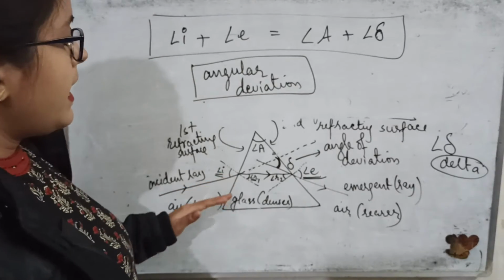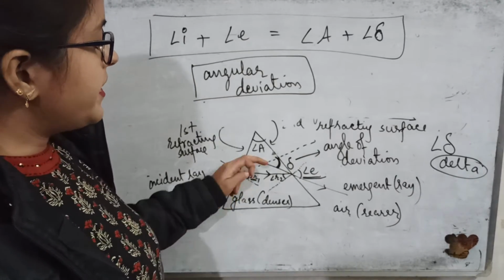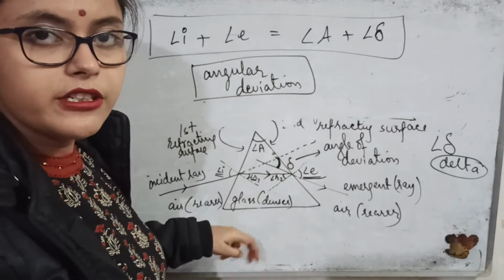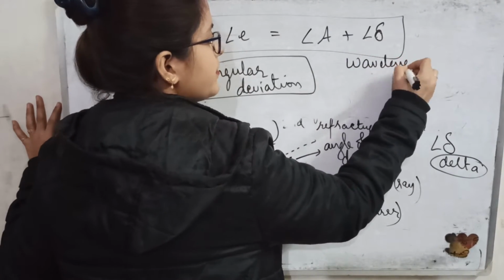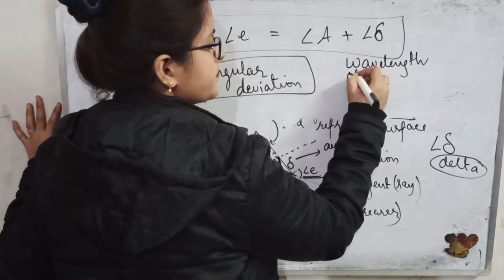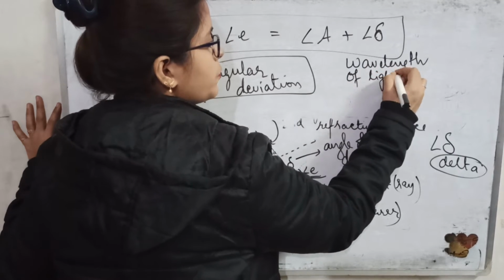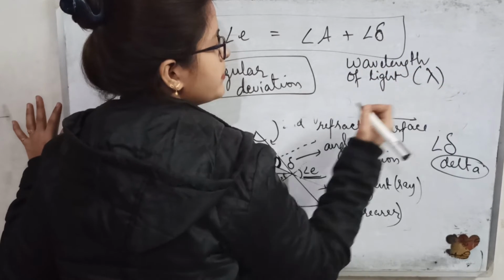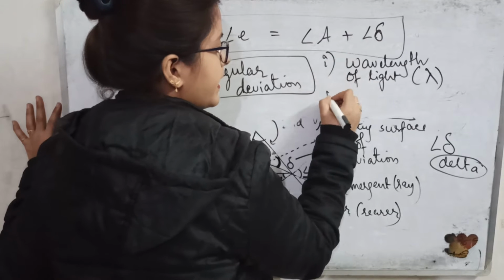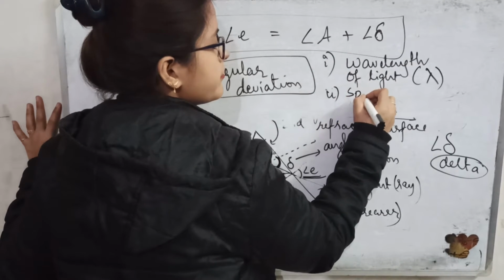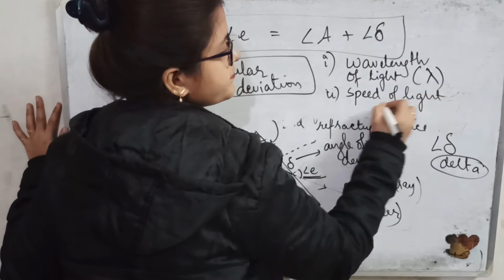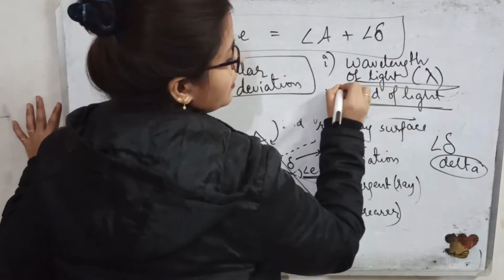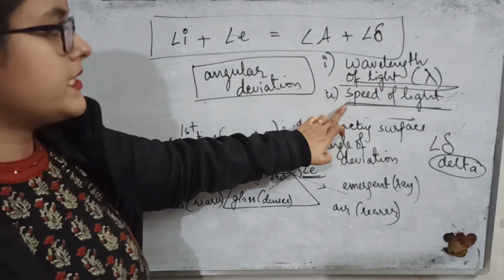Now, the rate of the deviation depends on two factors, that is the wavelength of the light, which is denoted by this symbol lambda, and the speed of light. Wavelength of the light and speed of the light.